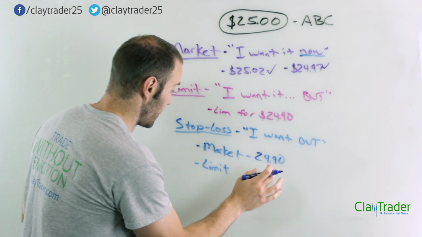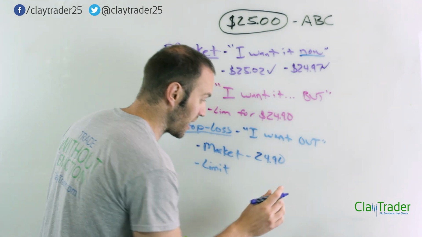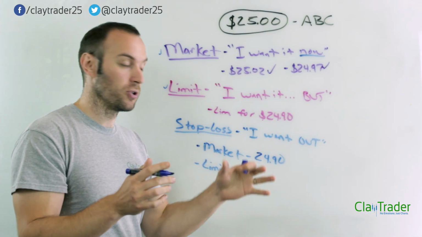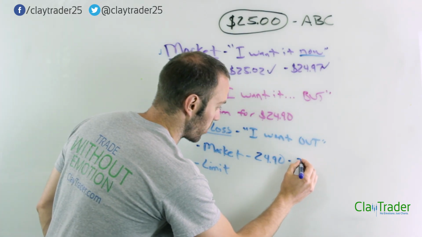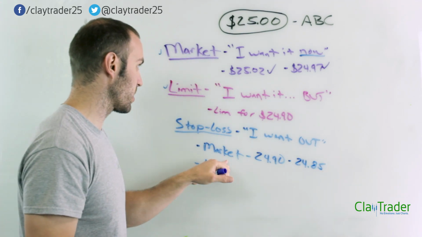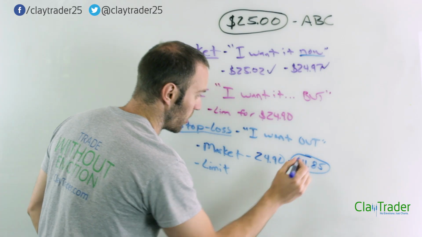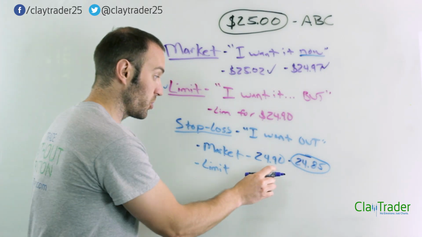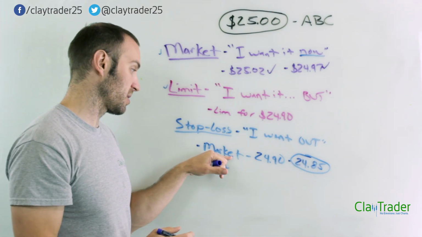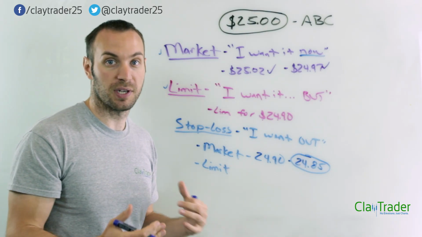But market means no matter what. So if the price really starts to go down fast, maybe by the time all the little computer algorithms do their thing, the price is at 24.85. Well, because you're doing a market, meaning you want out now, it's still going to just sell you and get you out at 24.85. Sure, you said 24.90, but because it's a market, that's not a guarantee. The only guarantee is your broker will get you out of the position.